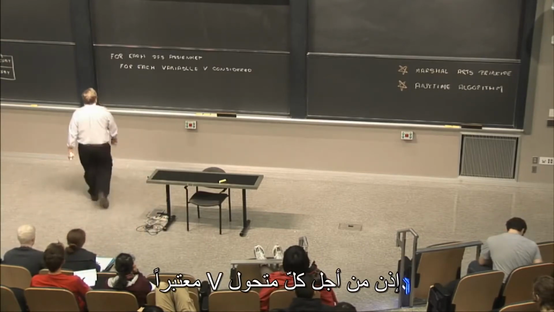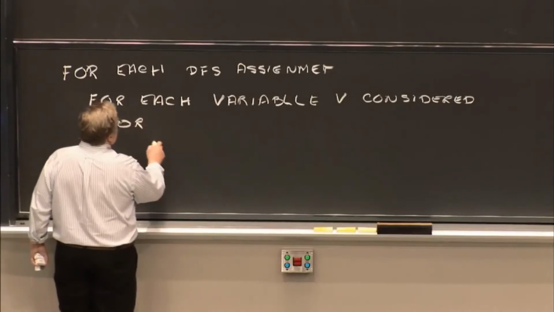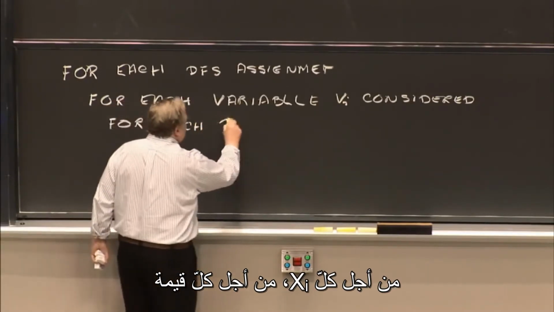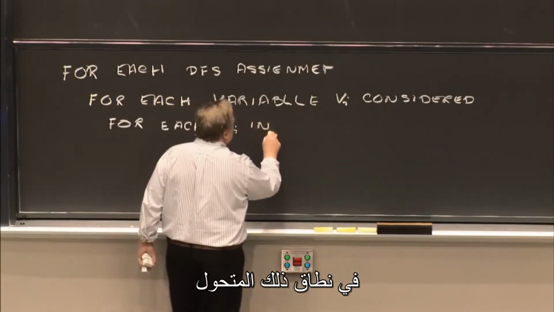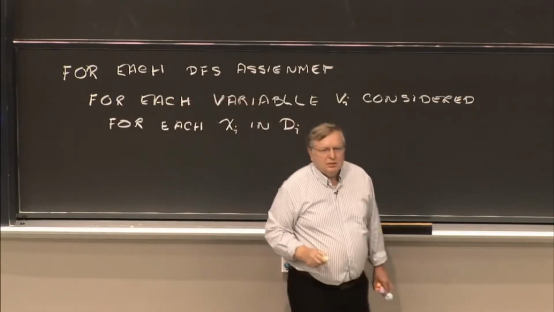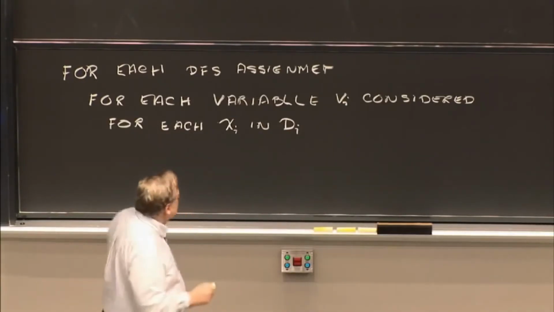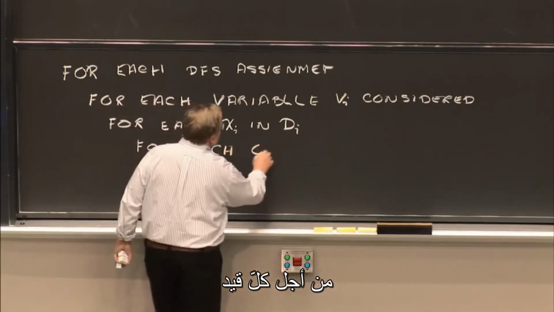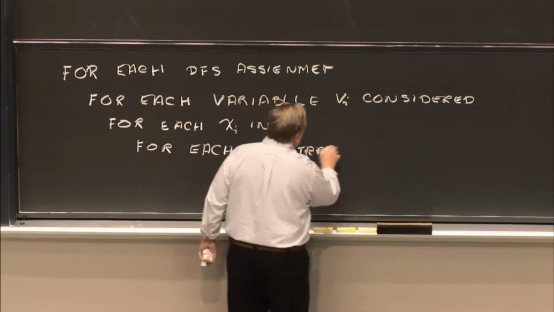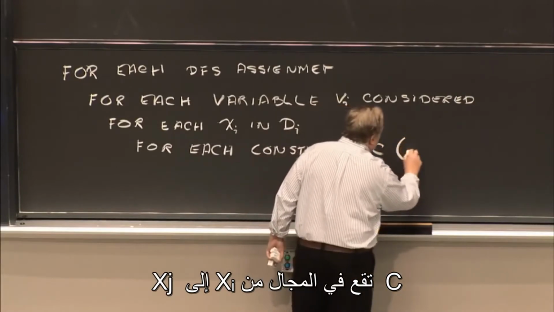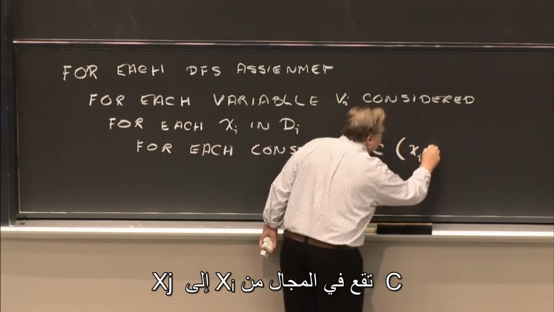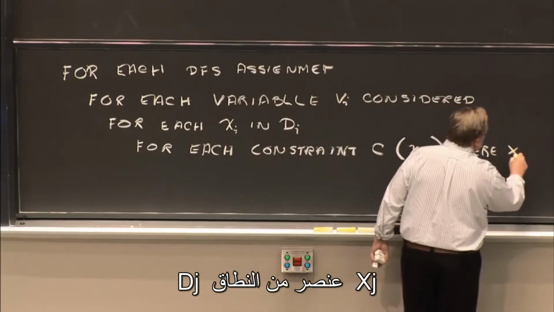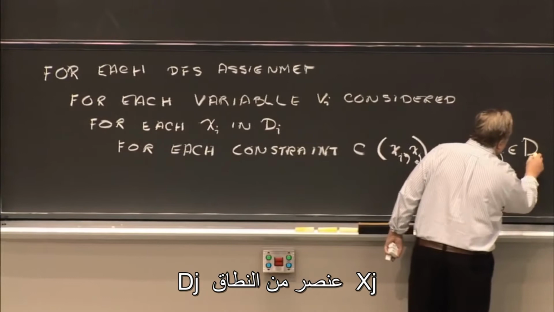So for each variable V considered, let's call that variable V sub I, for each X sub I, for each value in the domain of that variable, I'm going to consider each of the things that's still surviving. For each of those, for each constraint C that's between X sub I and some X sub J, where X sub J is an element of the domain of J.